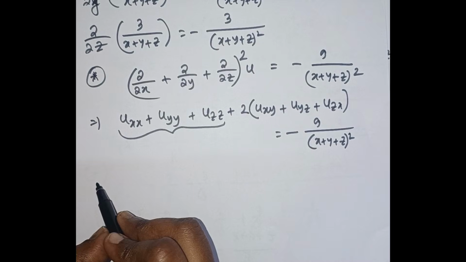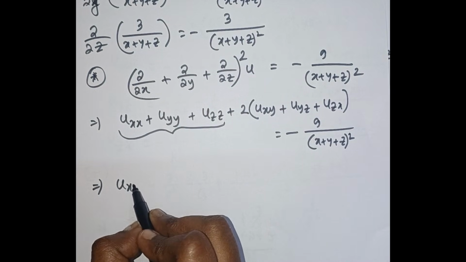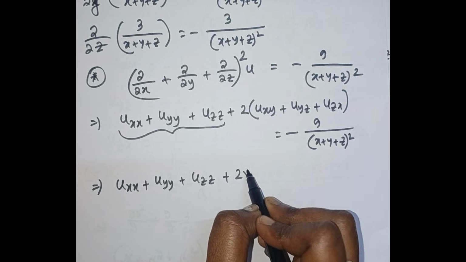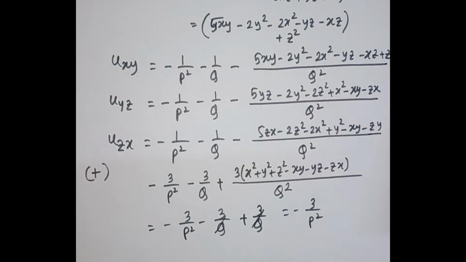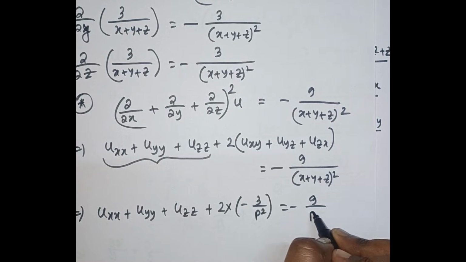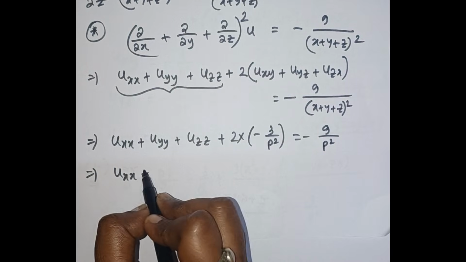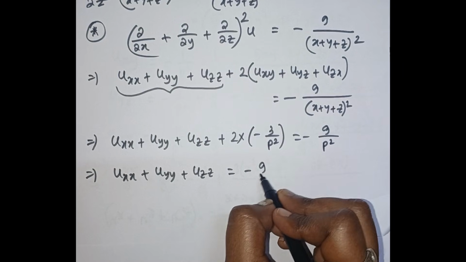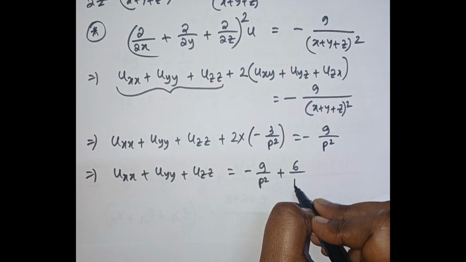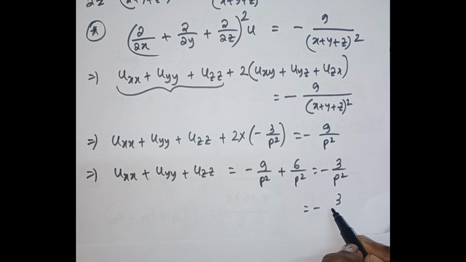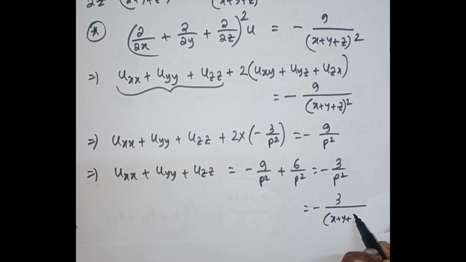So we need this first term, that is we need uxx plus uyy plus uzz. This value we need, plus we can write the value of uxy plus uyz plus uzx, which is minus 3 by p square. We obtain this equal to minus 9 by p square, because p equal to x plus y plus z. And then the value is minus 9 by p square plus 6 by p square, which is equal to minus 3 by p square. That is minus 3 by x plus y plus z whole square. So we have proved the second part.